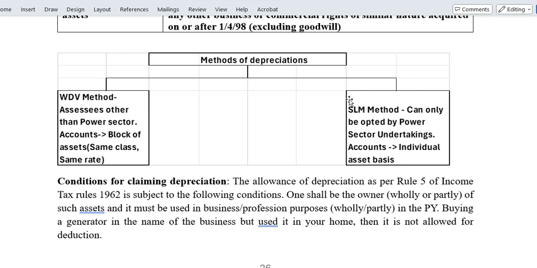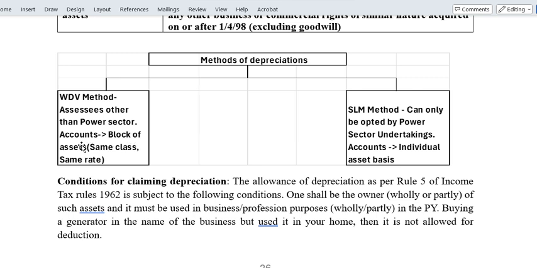Okay, they have the freedom to choose the SLM method or the double DV method, but all other businesses should choose the double DV method only. Okay, so when you opt for the SLM method, for the power sector undertaking, the accounts will actually be on an individual asset basis. But here, in the double DV method, it should be a block of assets.